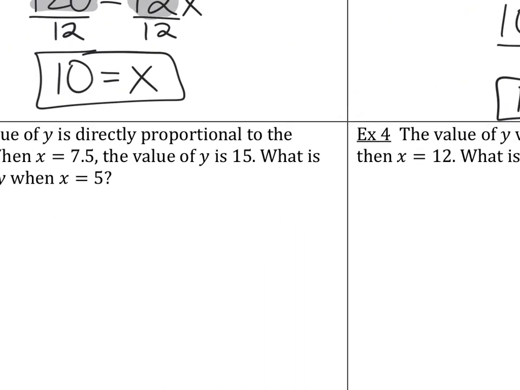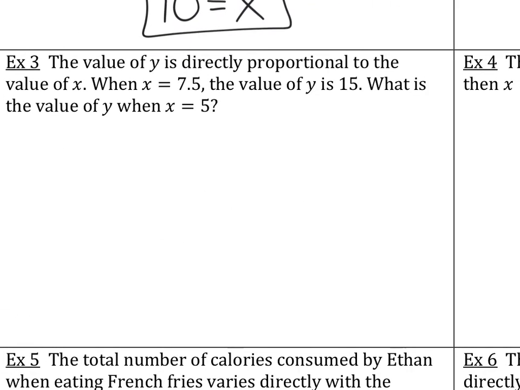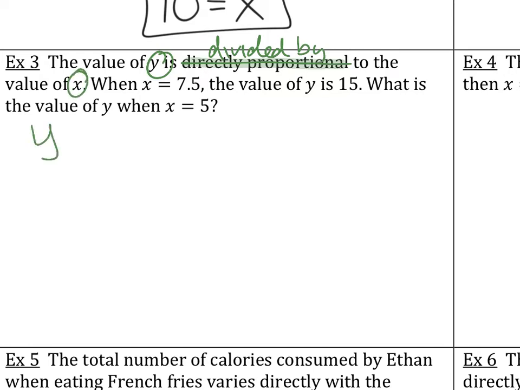It's pretty much exactly the same. It's just a little bit different. Hold on one second. Oh, wow, that's not what it says. It says, the value of y is directly proportional to the value of x. Pause. What do I do with the words directly proportional? I cross it out and I say divided by. That's my hint to let me know how to set up this problem. And we know y is divided by x. So y divided by x.